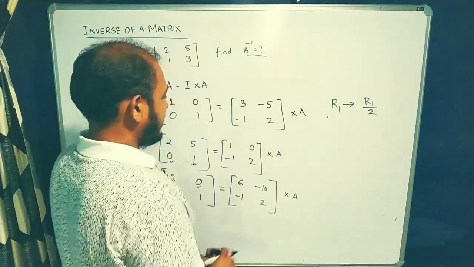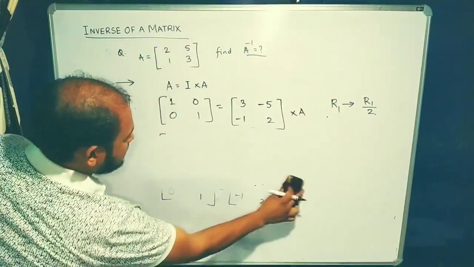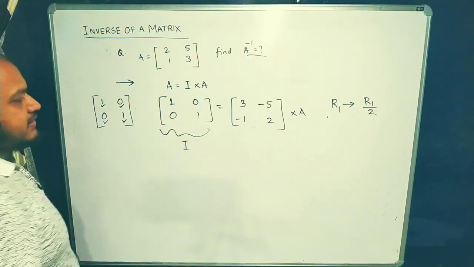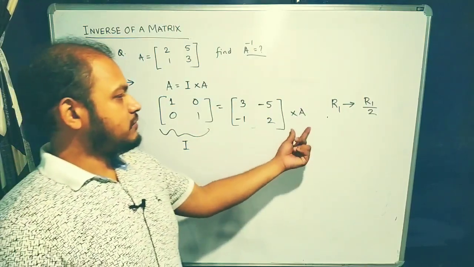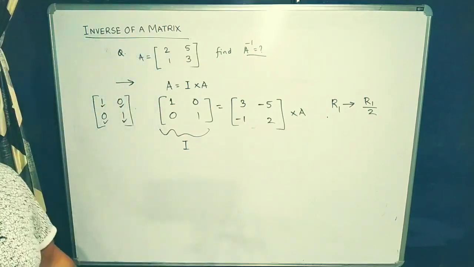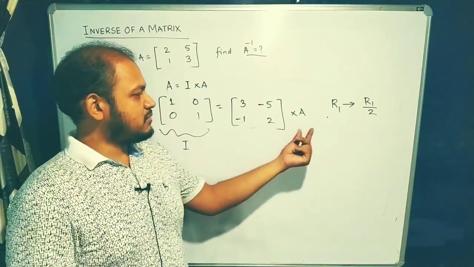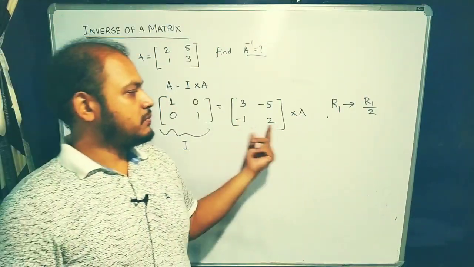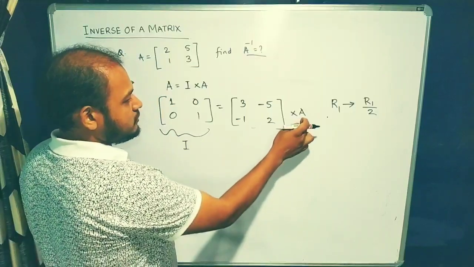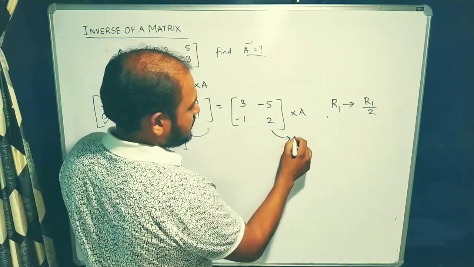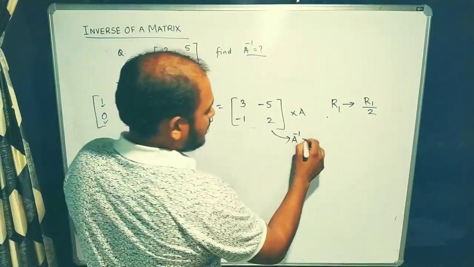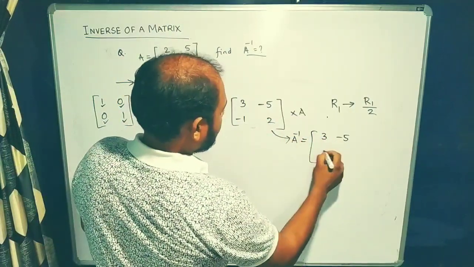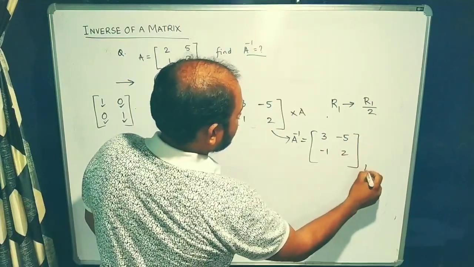into A. Now look at this equation. This is becoming the identity matrix after multiplication of these two matrices. And by the definition of the inverse of a matrix, we know that if two square matrices get multiplied and the product is the identity matrix, then these two matrices must be inverses of each other. In other words, the inverse of A is this matrix. So this matrix is nothing but A inverse, and I say that A inverse is equal to 3 minus 5, minus 1 2, and that is your answer.